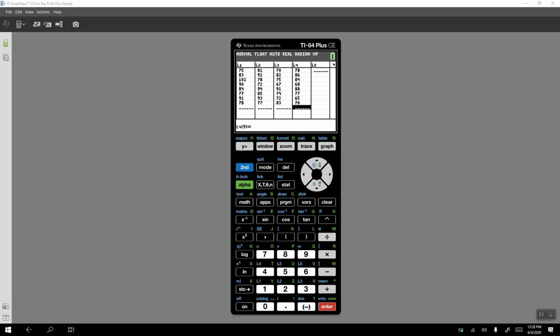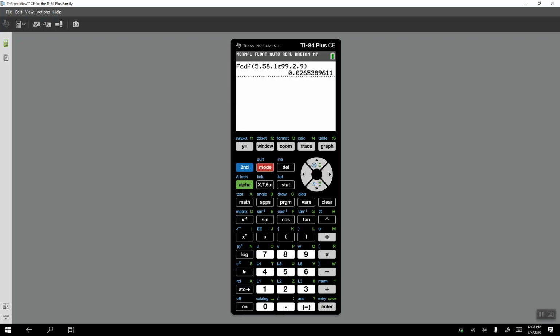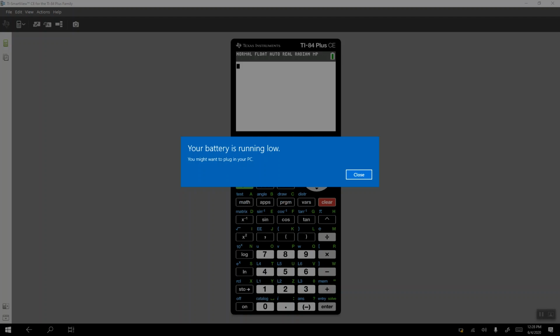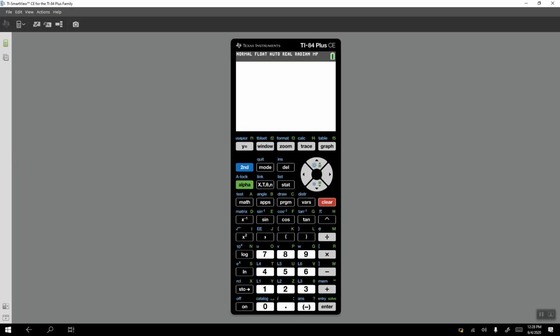Alright, now what I do want to do, however, is run this ANOVA test. So in order to run the ANOVA test, I'm going to go ahead and quit out of here. I'm going to clear all this. Oops, excuse me there. Let me charge my computer really quick. There we are, crisis averted.